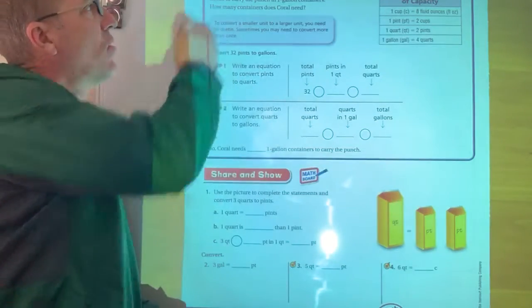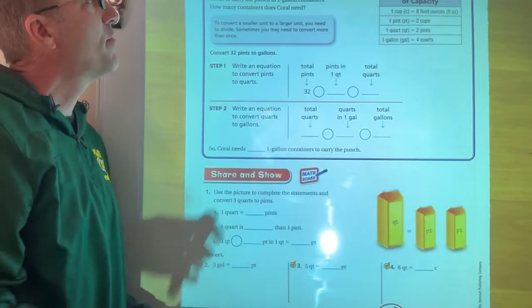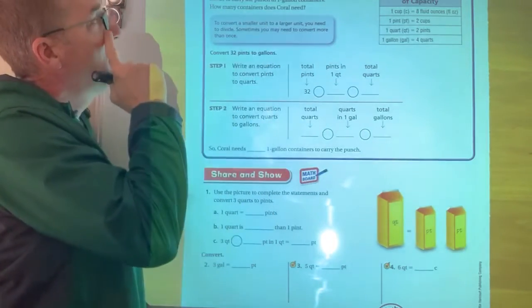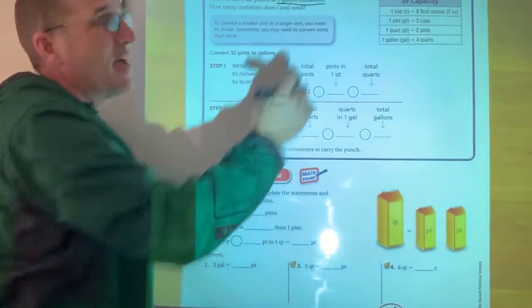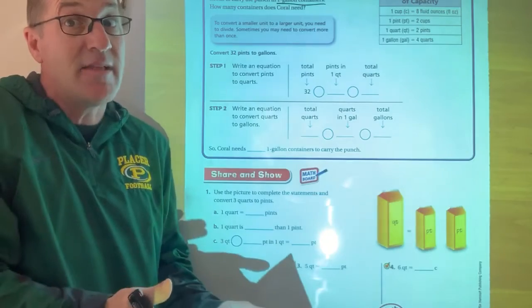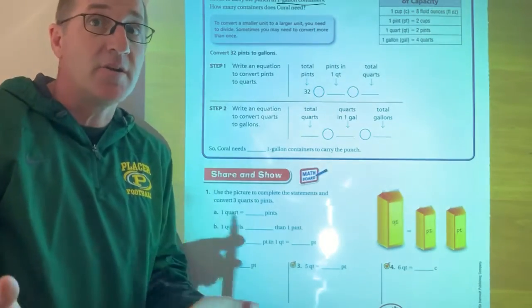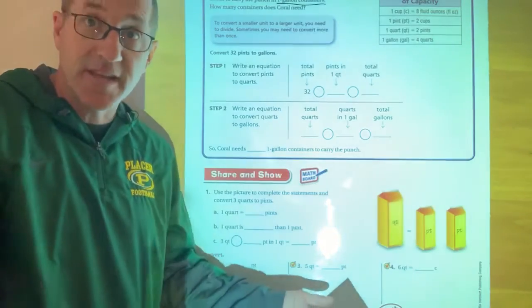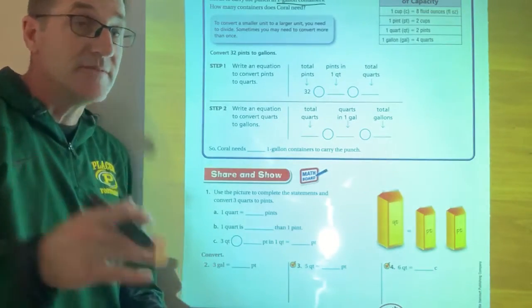Coral made 32 pints of fruit punch for a party. She has to carry it in 1 gallon containers. That makes sense. Can you imagine carrying 32 glasses versus however many gallon jugs that is? You don't actually pour everything out of your gallon jugs and then take it. You take it in jugs because you need fewer of them.